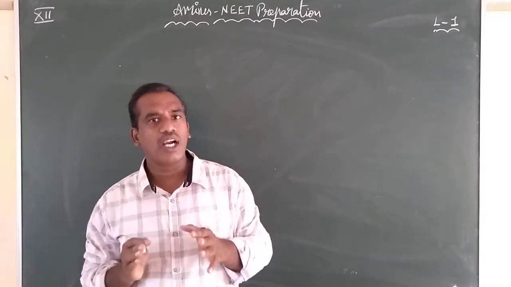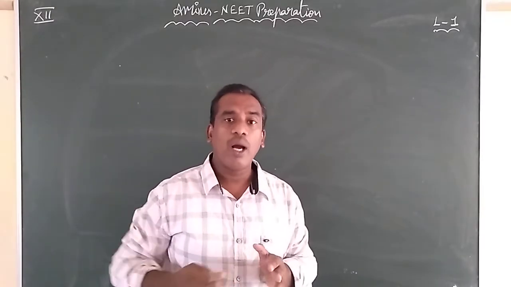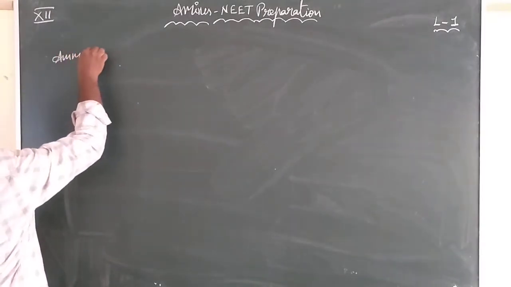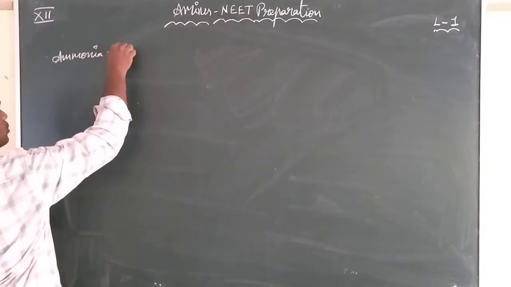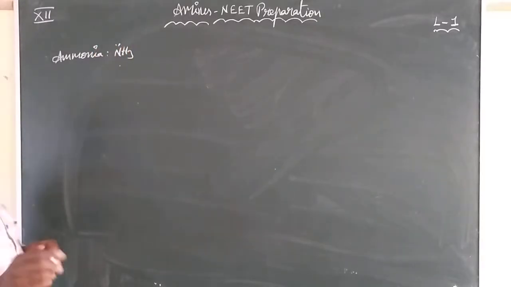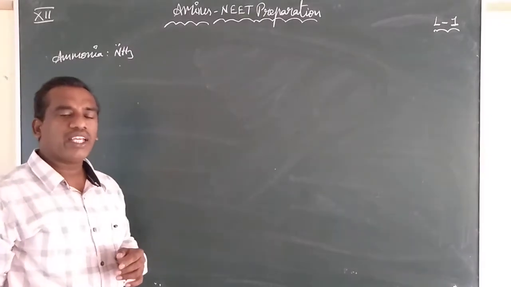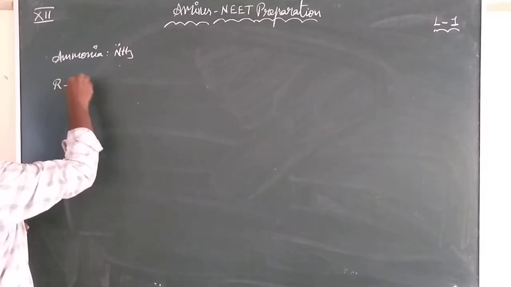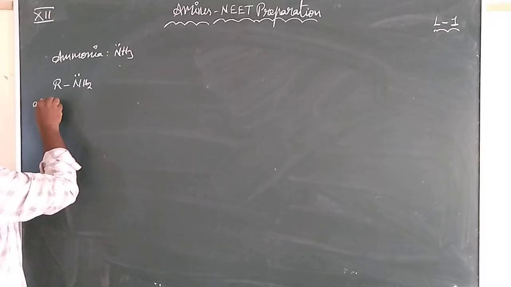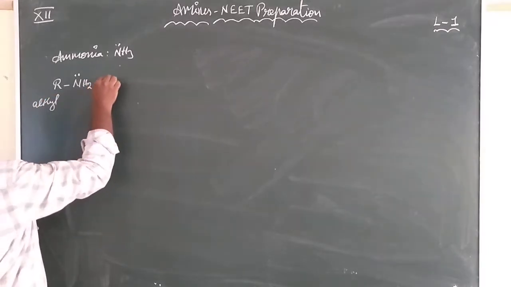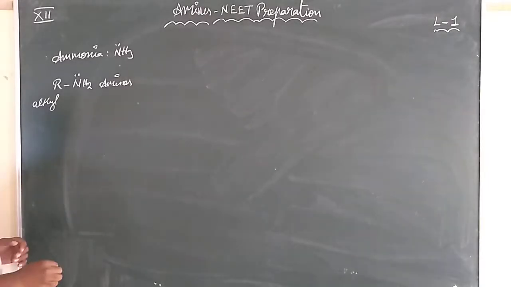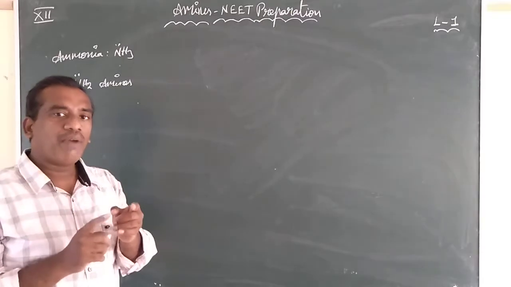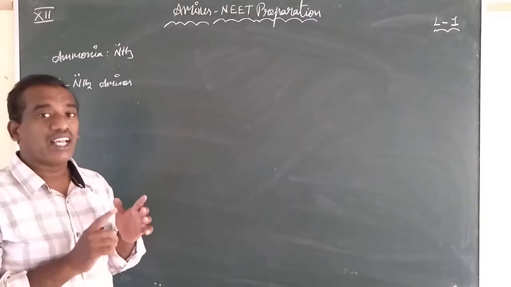So once we start the concept, what is meant by an amine? We know ammonia. What is ammonia, children? Ammonia formula is NH3. If you replace one of the hydrogens from ammonia with any alkyl group or aryl group, we call such kind of compounds amines. One of the hydrogens from ammonia is replaced by an alkyl group. It is called an amine.